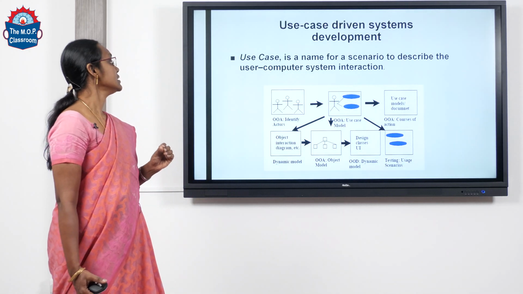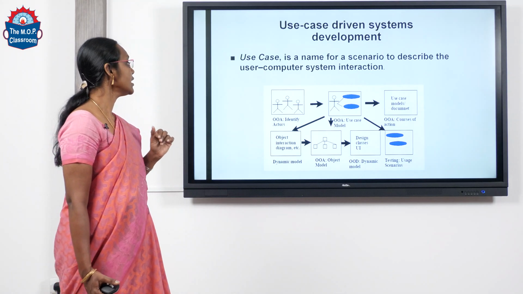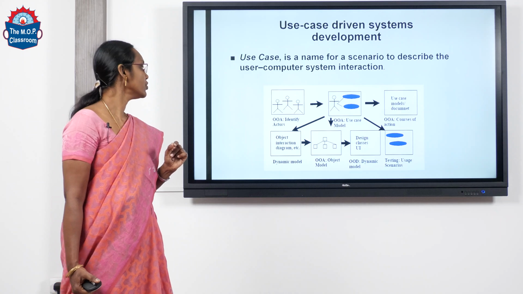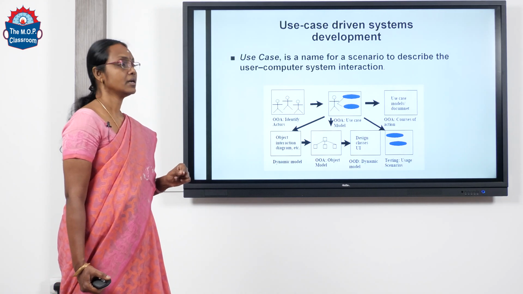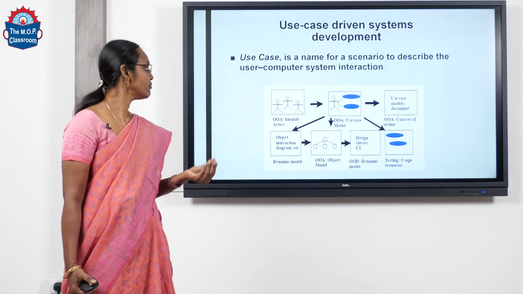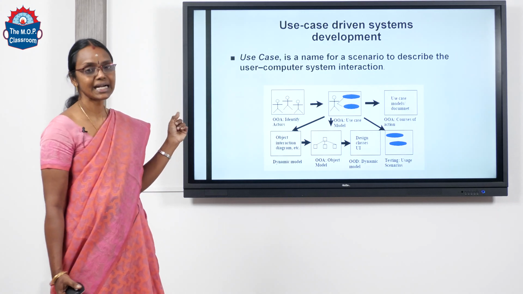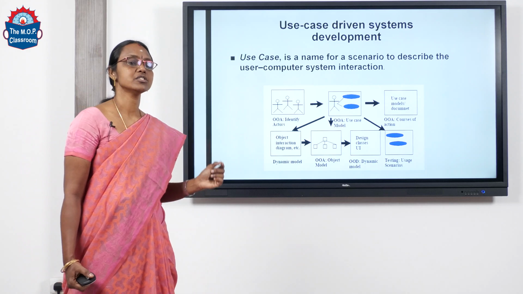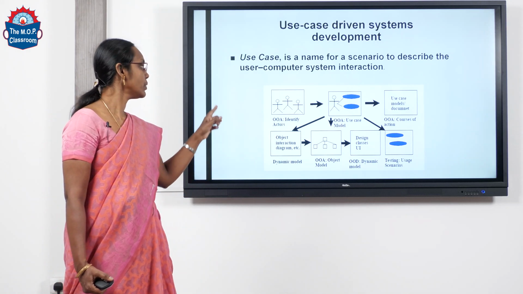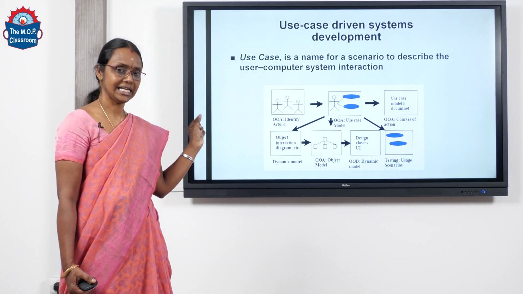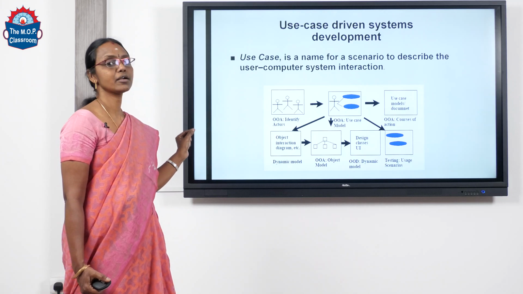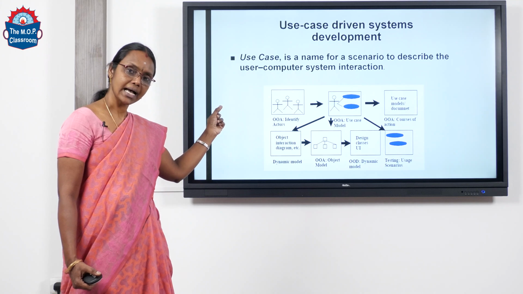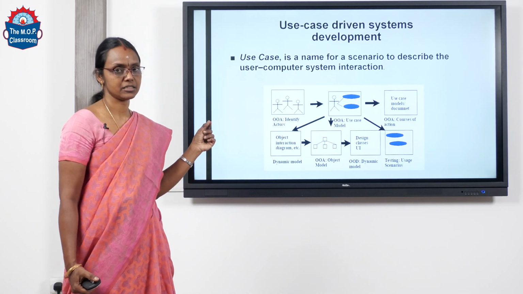The use case is the name for the scenario to describe the user-computer system interaction. So in my use case, I am going to identify the actors. Then I build my use case model where I am identifying my actors. Actors are represented as stick figures. The actions which the actors can perform are going to be represented as ellipses. So actors are going to be represented as stick figures. Ellipses represent actions performed by these actors.